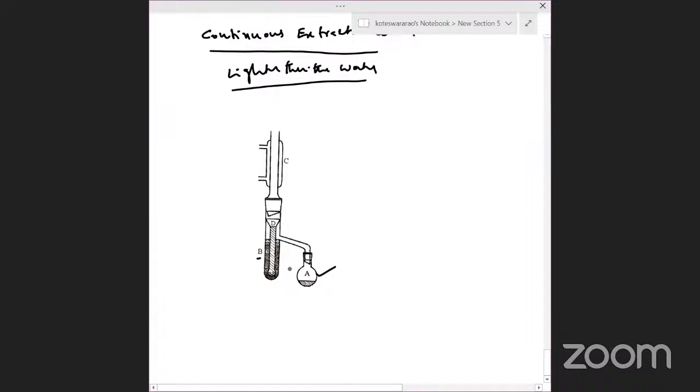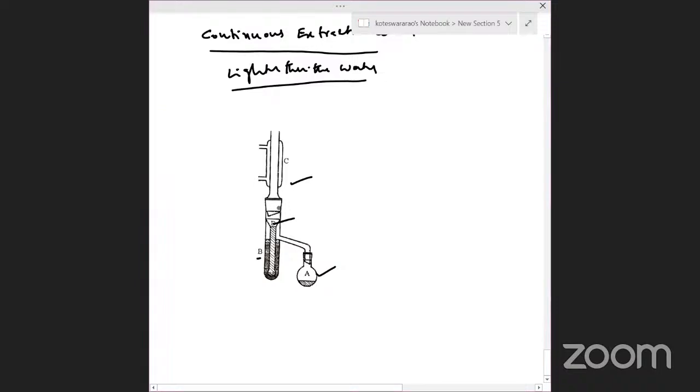Then we insert a funnel D. Funnel D is kept in body B. And condenser C is attached; this is the condenser C. This condenser C is attached to the extracting solvent in flask A.